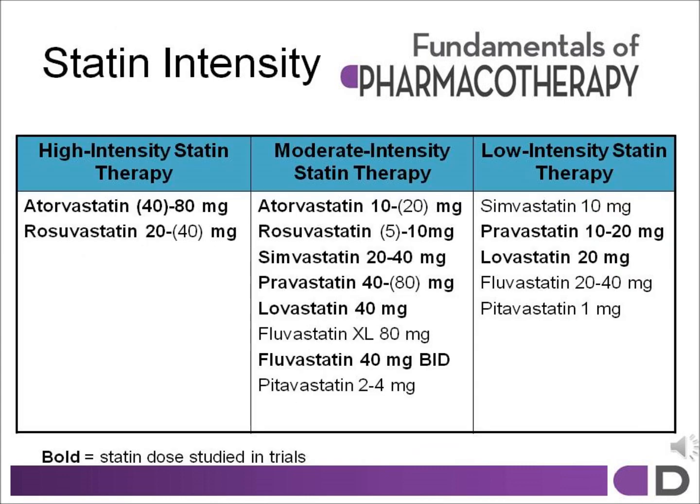The first column on the left lists the statins considered high-intensity statins. As you can see, atorvastatin 40 and 80 milligrams and rosuvastatin 20 and 40 milligrams are listed in this column. To be considered a high-intensity statin, the statin on average lowers the LDL by approximately greater than or equal to 50%, whereas moderate-intensity statins lower the LDL by approximately 30 to 50%, and the low-intensity statins lower LDL by less than 30%.